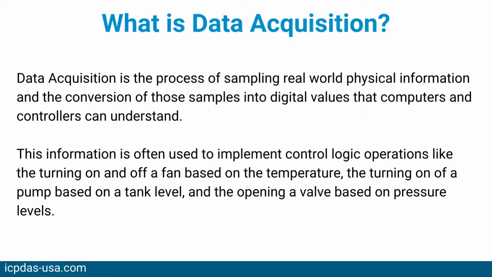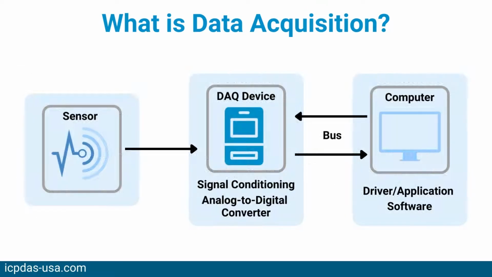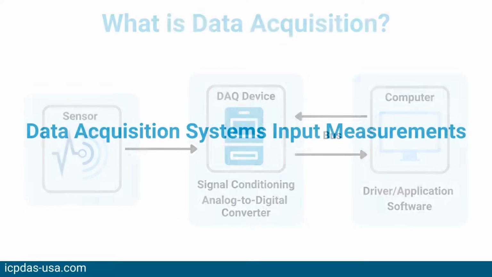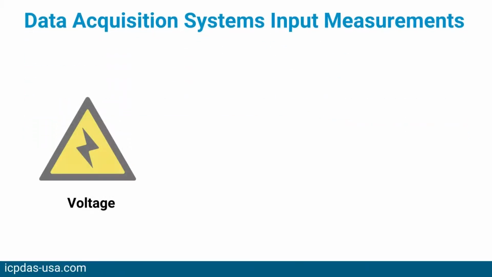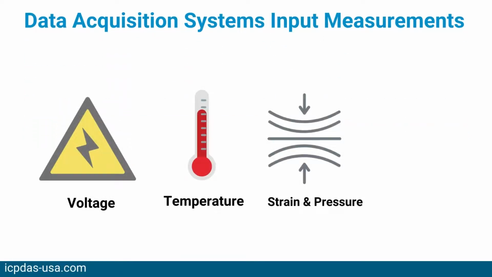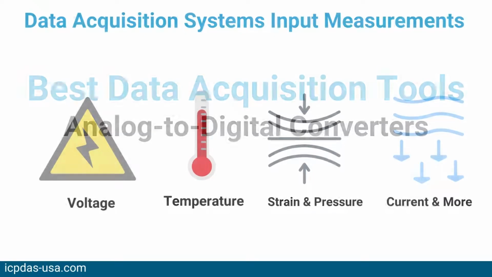on pressure levels. Data acquisition information can be collected by a computer running SCADA software, a touchscreen HMI, or a PLC. Data can be logged or displayed on the screen. You can turn equipment on or off with the push of a button. Data acquisition modules read values, store them in memory, and share the data from memory when requested by PLCs, controllers, or software. The main inputs measured by data acquisition systems are voltage, temperature, strain and pressure, current, and more.